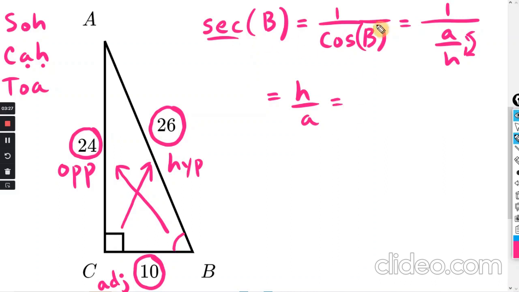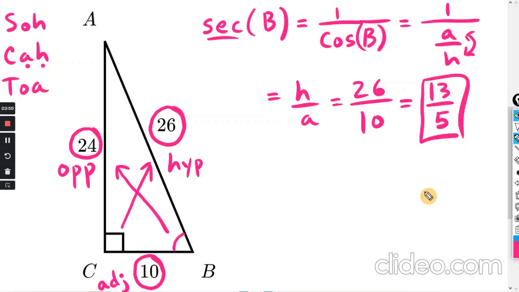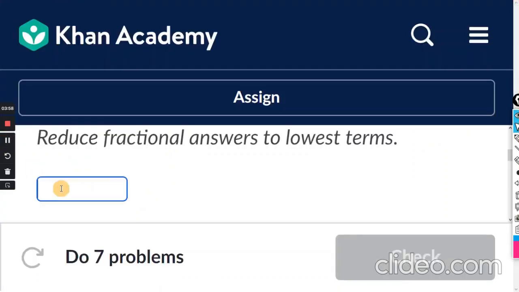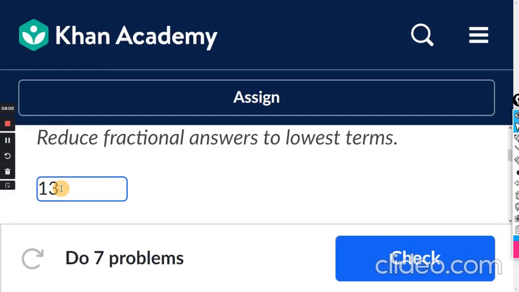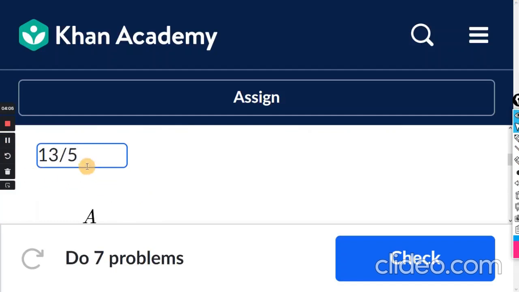It's pretty easy. I just wrote these steps out. Hypotenuse is 26, so that's going to be H. Adjacent is 10. They said to reduce the fraction, and these are both even numbers. 26 divided by 2 is 13. 10 divided by 2 is 5. Final answer. You don't necessarily have to do all of these steps, I just wrote it out to show you. In the box, I just write 13/5. There's no drop-down menu to make it a fraction, so you need the slash.